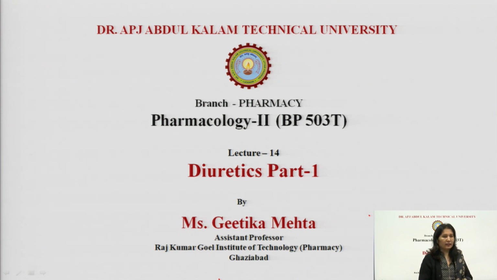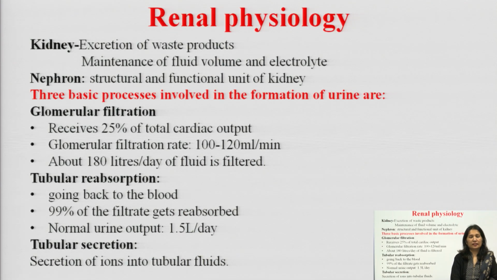So, diuretics are the drugs which increase urine output, that is, which cause diuresis. They increase urine volume. To understand how diuretics act, first we need to review the physiology of the renal system, that is, how formation of urine occurs in the kidney. You have already studied this in human anatomy and physiology, so we will do a quick recap of the formation of urine, renal physiology.